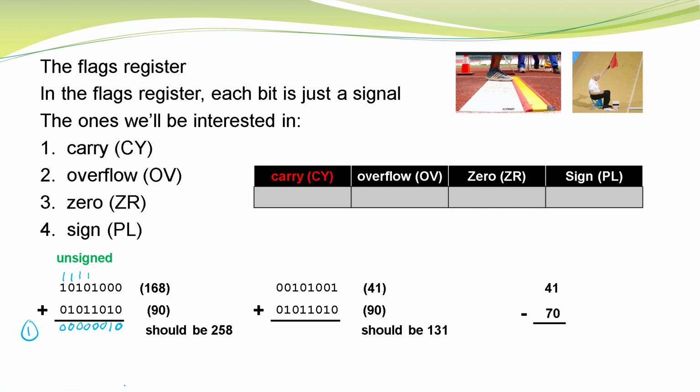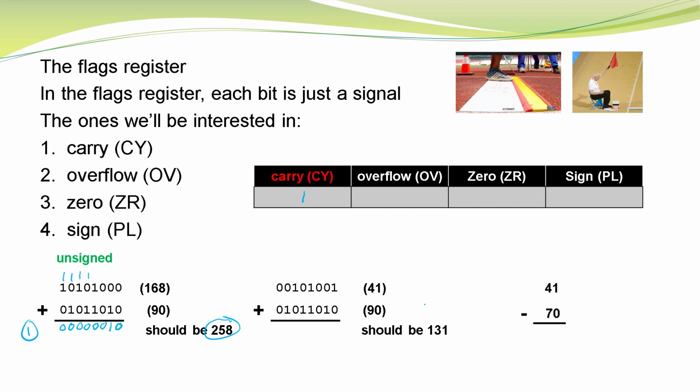In that case, I had a carry out of the most significant bit, and that sets this carry flag to 1. That indicates what? Our value should have been 258, but the largest a byte can hold is 255. That tells us that our addition put in a larger value than could be stored. So carry, that indicates to us that our addition result is not valid.